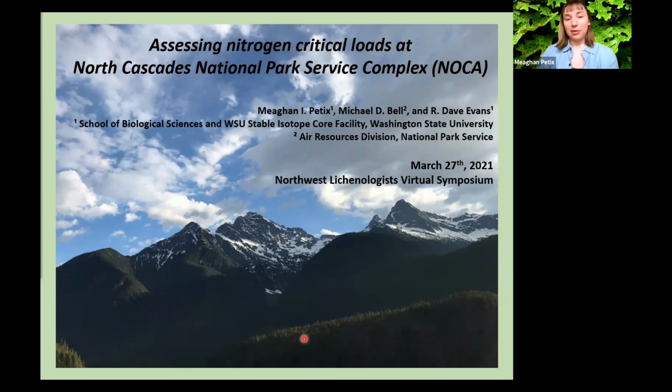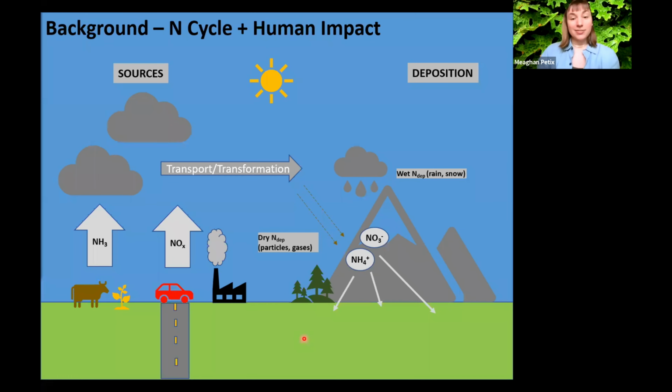Today, I'll be discussing my graduate research focused on assessing nitrogen critical loads at North Cascades National Park Service Complex. So, transportation, industry, and agriculture all emit reactive nitrogen into the atmosphere. Nitrogen emissions from transportation and industry are dominated by nitrogen oxides, while emissions from agriculture are mainly reduced reactive nitrogen forms, namely ammonia and ammonium.